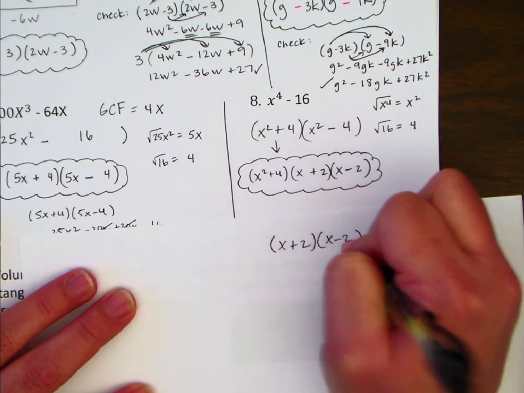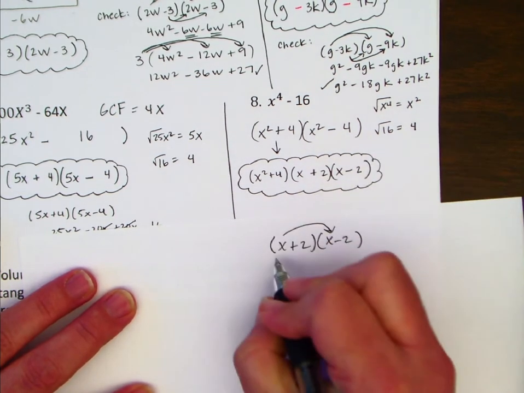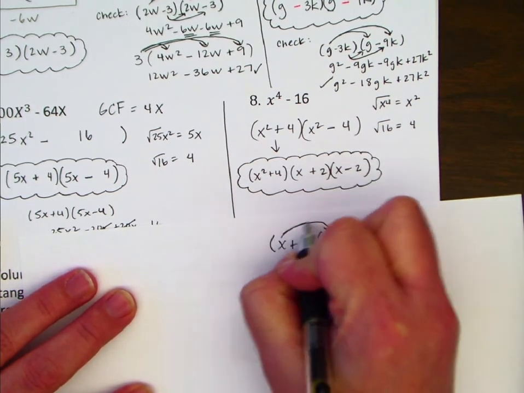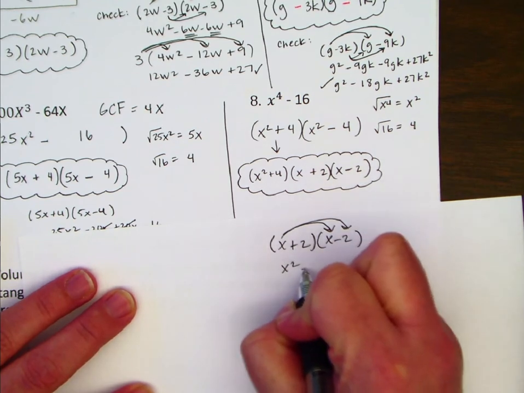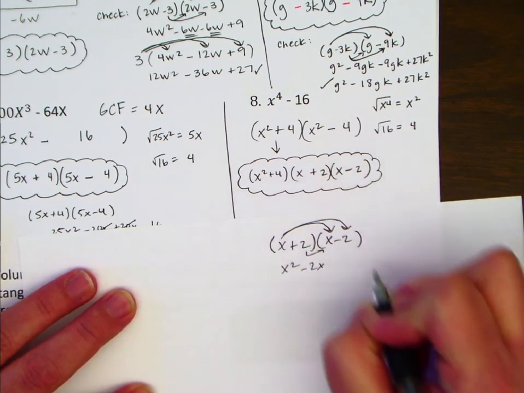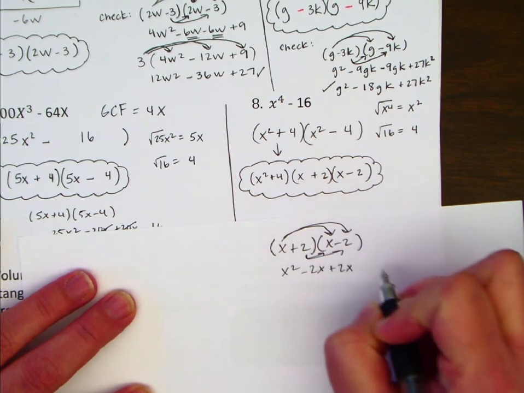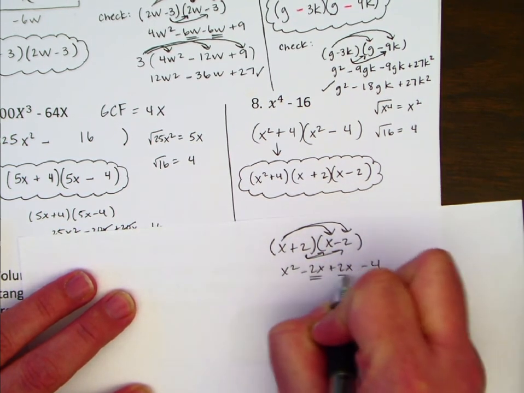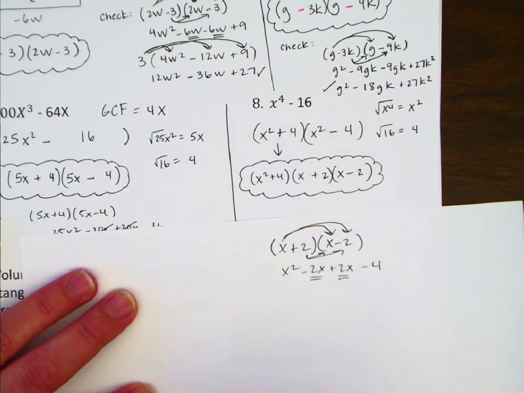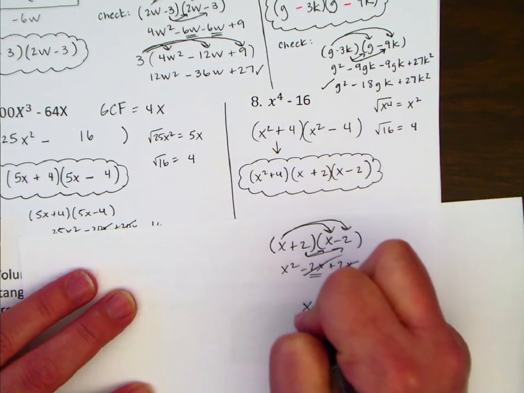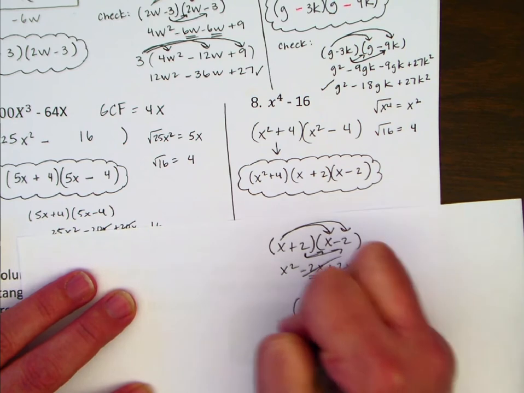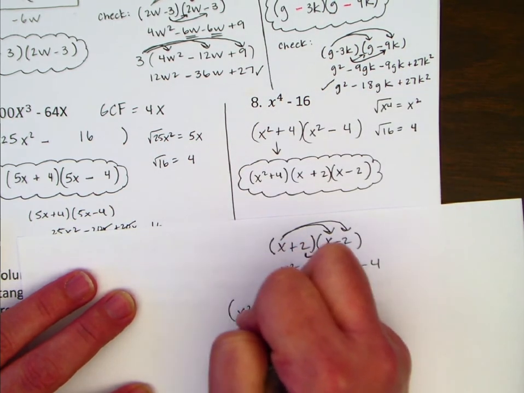So let's FOIL that. X times x, x squared. X times negative 2, negative 2x. 2 times x, positive 2x. 2 times negative 2, negative 4. Middle terms, what happens to them? Goes to 0. So I get x squared minus 4.